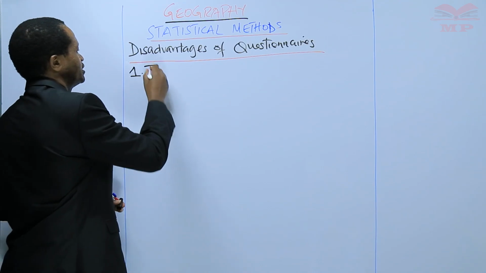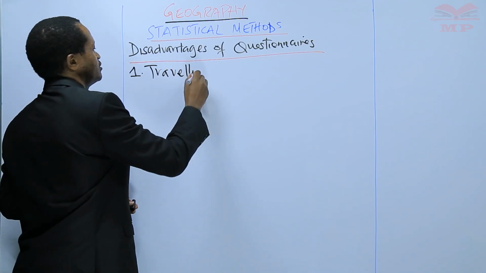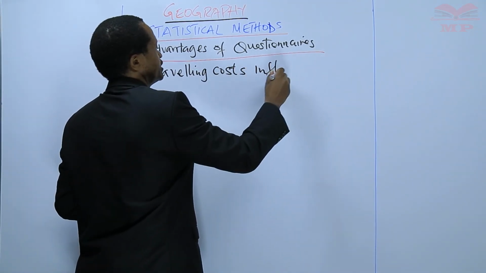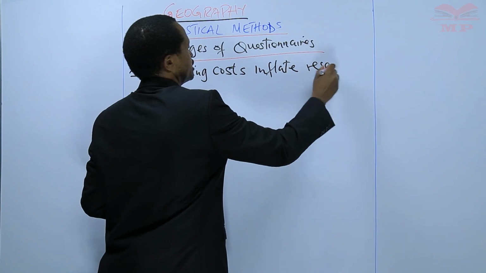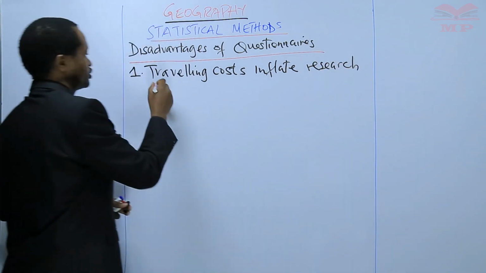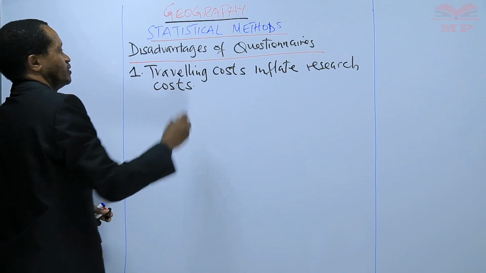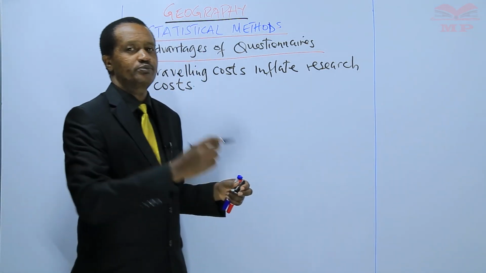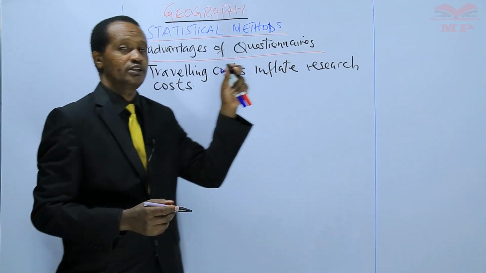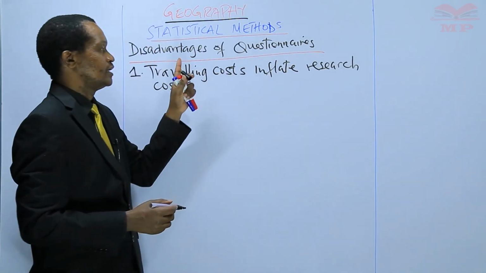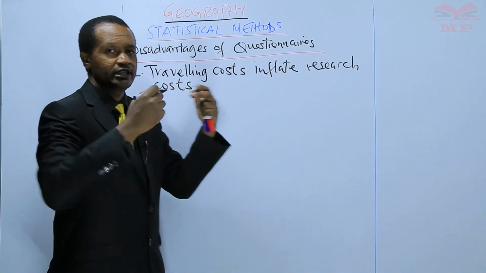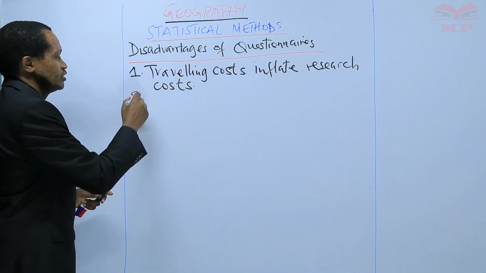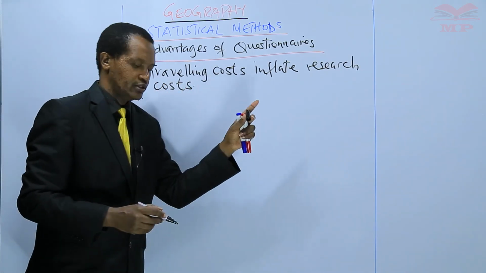Traveling costs inflate research costs. That is a disadvantage. A researcher has to travel from respondent to the next respondent to the other respondent, and by so doing, the traveling costs are inflated. They are increased.